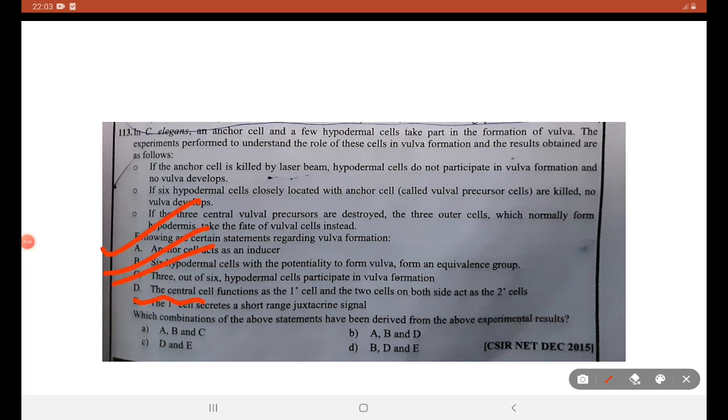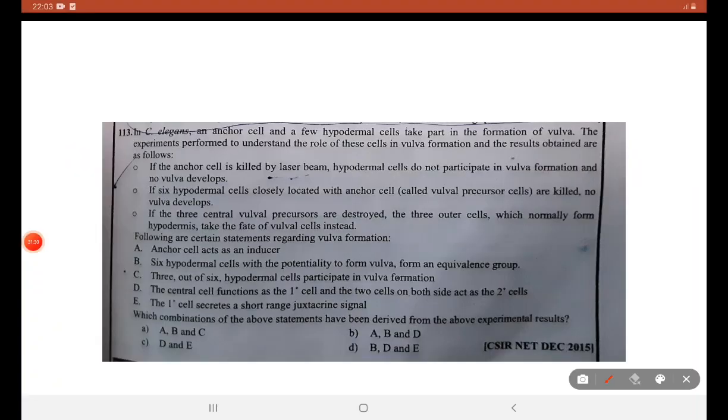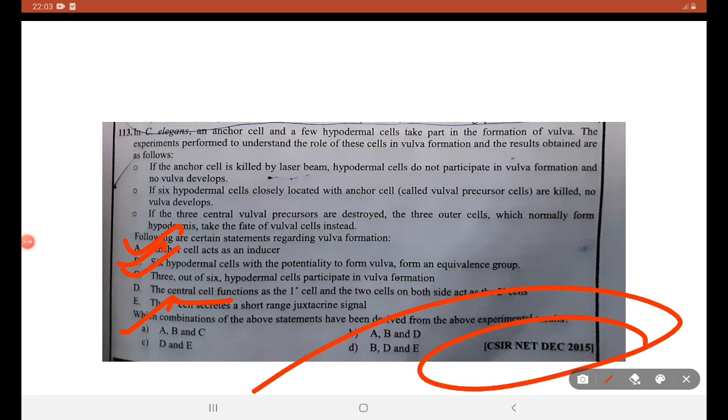Check whether, as we just saw with P6.p, P5.p and all those, it is in the center. A, B, C are correct statements. A is the right answer for the December 2015 question, question number 133. A is the right answer.